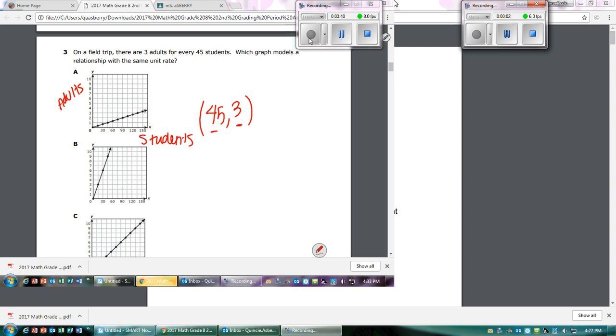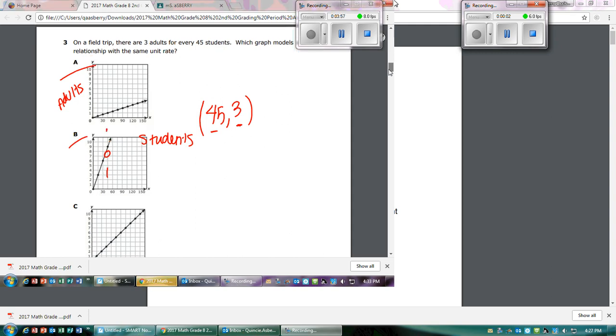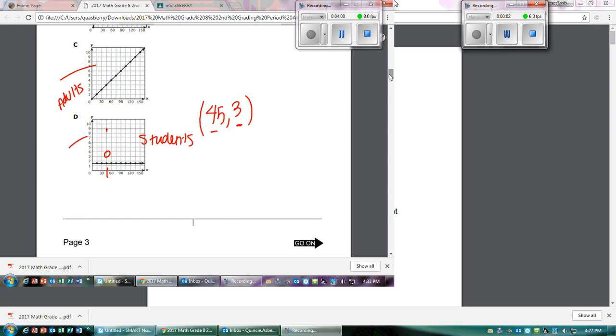On my graph, my x-axis is going by 15. Let's look at A, 45 and 1. That can't be it. It's looking for 45 and 3. Looking at B, if I go to 45, it's all the way at 9. That makes no sense. If I look at C and D, if I go over to 45, I'm up 3. That actually qualifies. But if I look at D, there's only going to be 3 adults, or 1.5, which is not possible, the entire time. So that obviously makes no sense. So I should have got C.